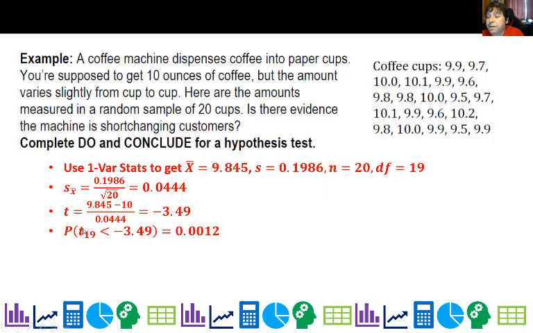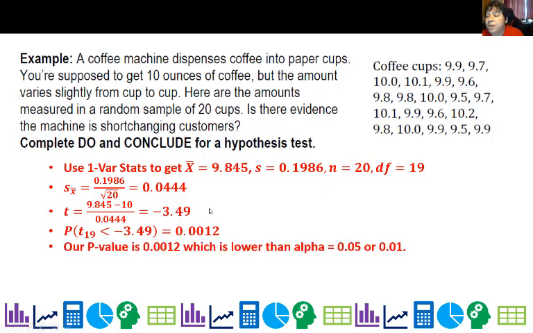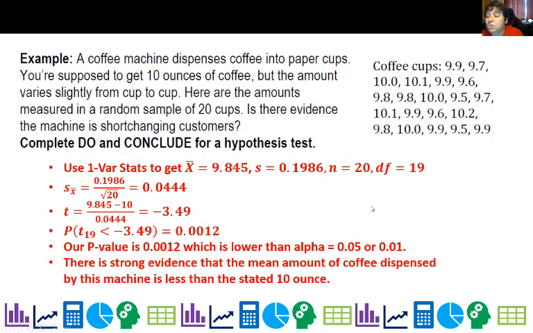And I can just go ahead and plug in, t19 is less than that. I do tcdf with negative 1,000 and negative 3.49, and I would get 0.0012. So my conclusion is our p-value is quite low, 0.0012. It's lower than typical alphas. So there's strong evidence that the mean amount of coffee dispensed by this machine is less than 10 ounces.